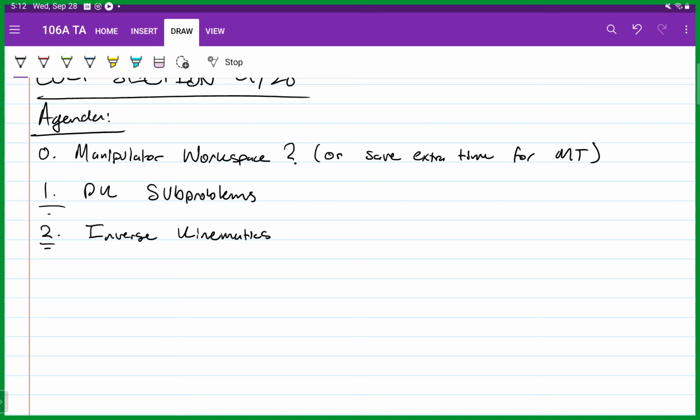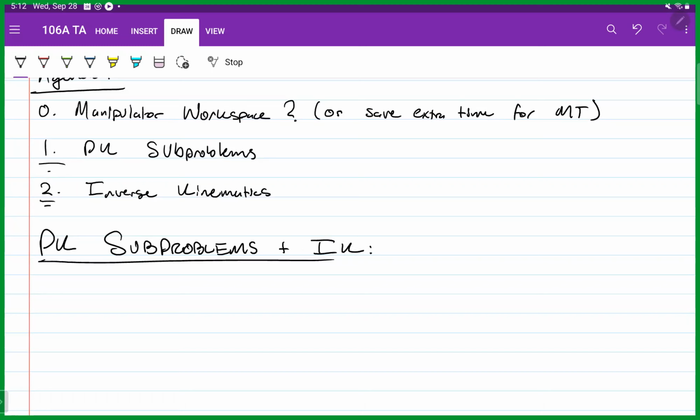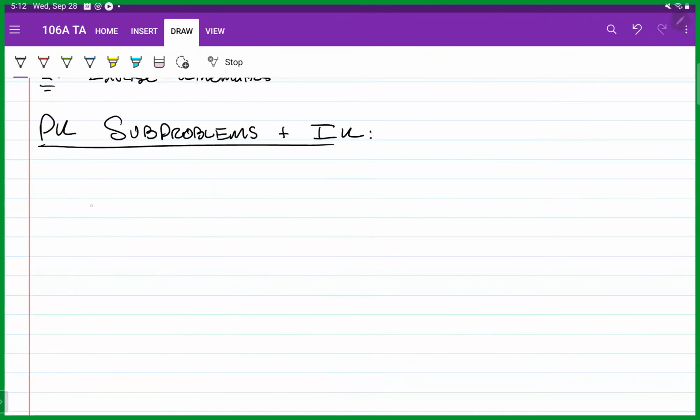Alrighty, cool. So we're going to start out by talking about these PK subproblems and inverse kinematics. You might remember that last time we were talking about this forward kinematics problem, right? We gave this set of joint angles, theta 1, theta 2, theta 3, and so on. And using those joint angles, we wanted to figure out where the end of our robot would end up. So that looked a little bit something like this.